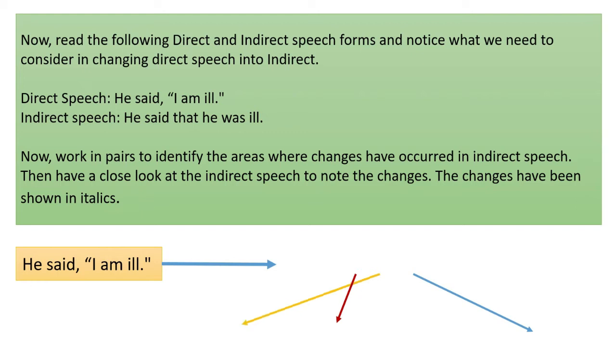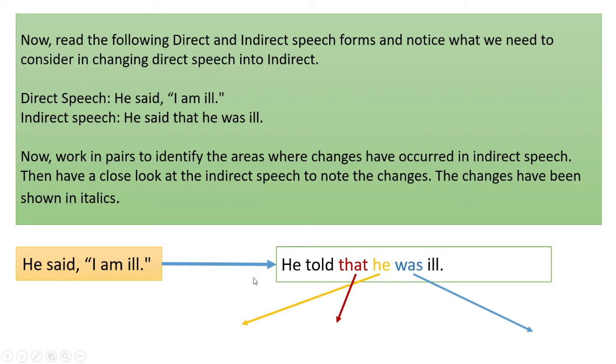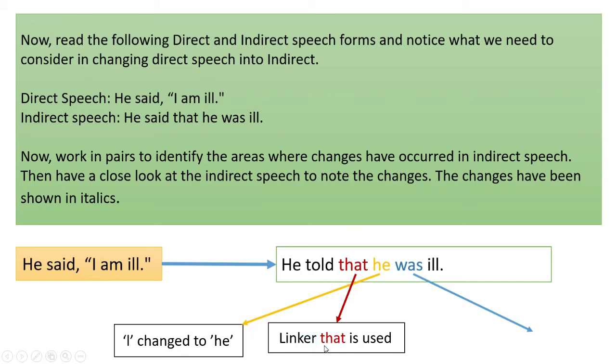Okay. He said, I am ill, and the indirect speech will be, he told that he was ill, and we have to consider this in changing direct speech to indirect. Say, I changed to he, that is used as a linker, and am changed to was. Say, he said, I am ill, and he told that he was ill.